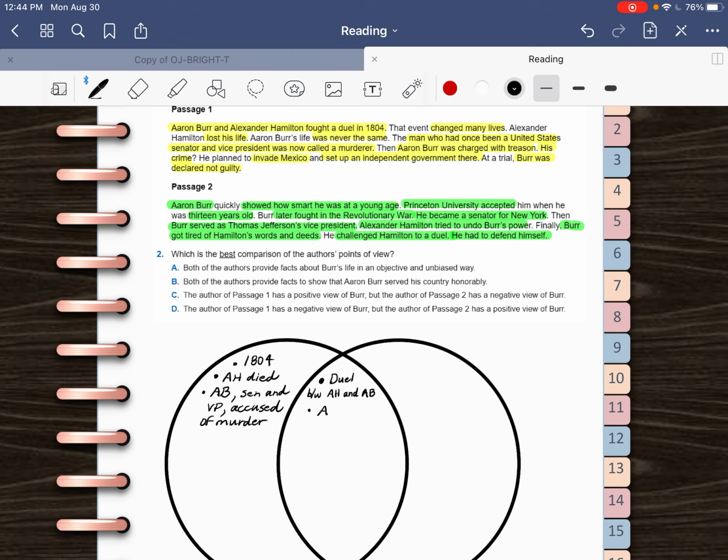And actually, this is a common thing. Aaron Burr was senator and vice president. That was given in both passages, so that really should go there. He was also charged with treason, which is a crime against his country, because he had a plan to invade Mexico. At trial, he was found not guilty.